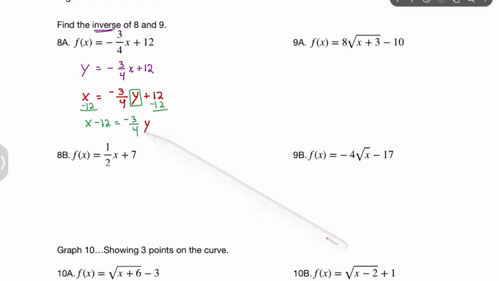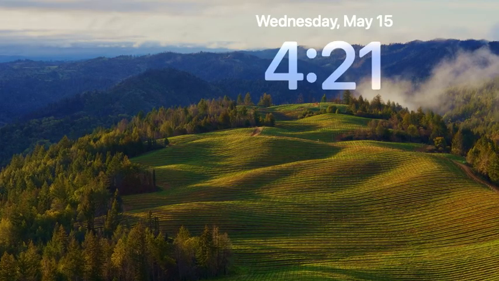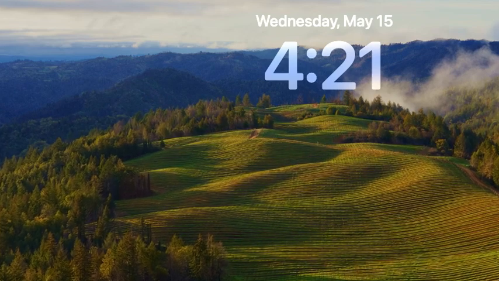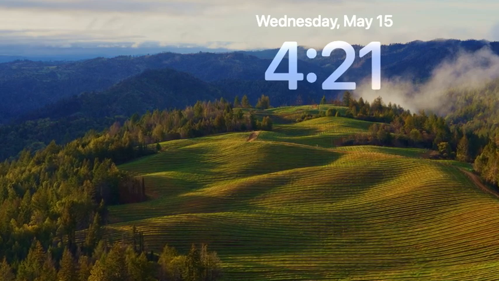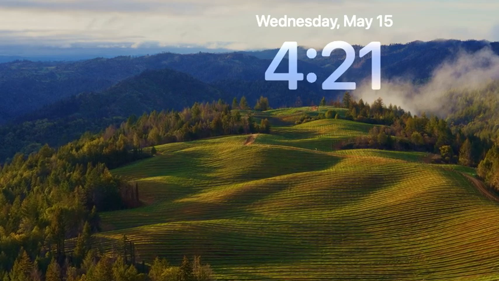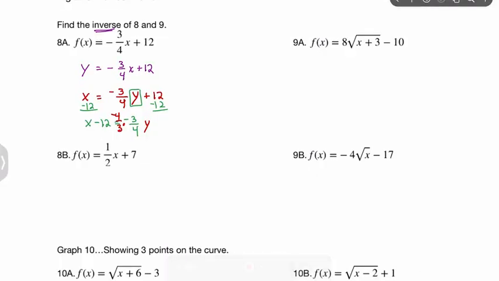There we go. So now I just got to get rid of this negative 3/4. Well, we just kind of saw how to do that. If you multiply by a reciprocal, you get 1, and that's what I want. I want 1y right here. So I'm going to multiply by the reciprocal of negative 3/4. I'm going to use negative 4/3. Now that negative doesn't matter if you put it on the top or the bottom. It's a negative number times a negative number, so that will be a positive. And we already know it's going to give you 1, because we know how reciprocals work.